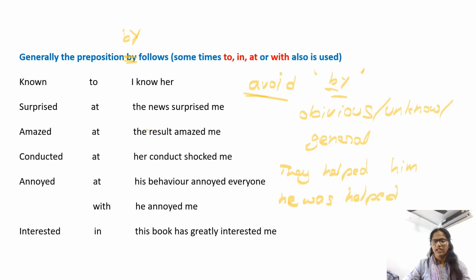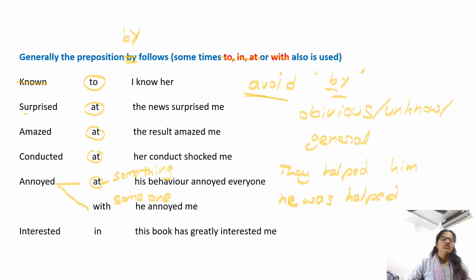You can avoid it. There are certain cases where instead of by preposition, we have to use either to, in, at, or with. When you have words like known, we have to use to. Surprised at, amazed at, shocked at, annoyed at, or annoyed with. Annoyed at something, annoyed with someone, interested in. Here are the examples.